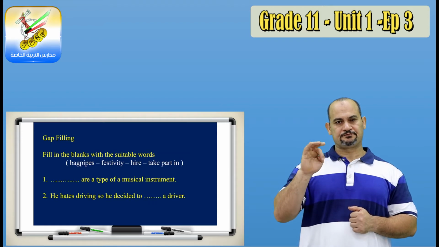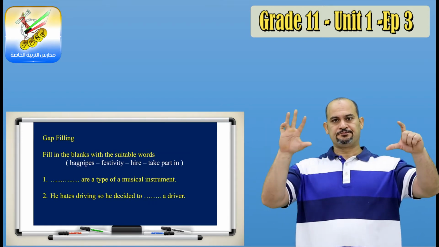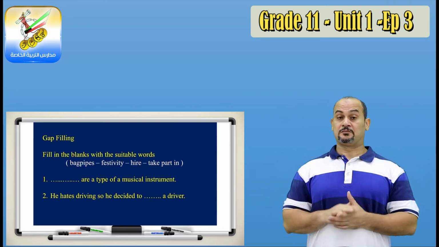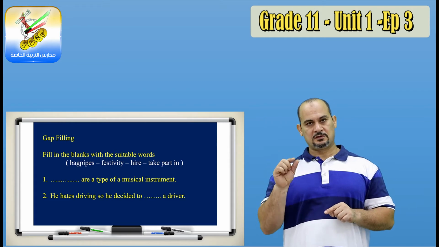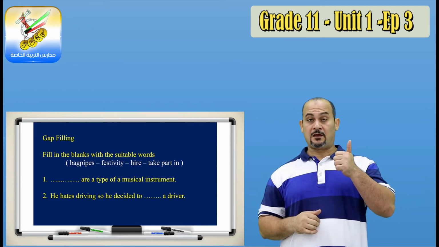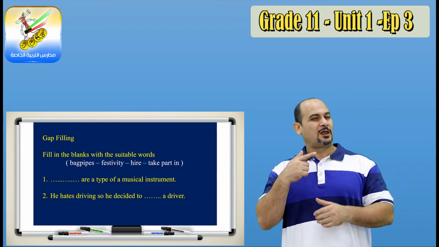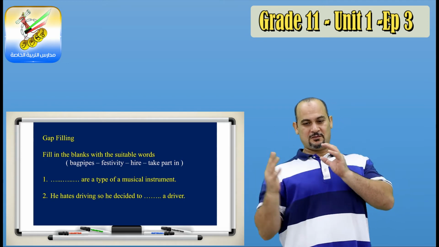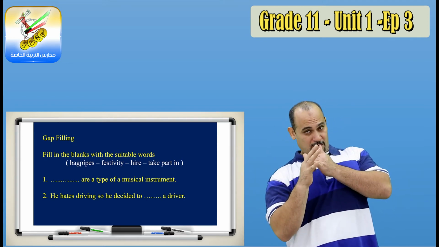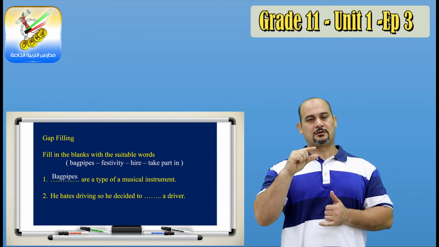This is the second type of questions. The first one was multiple choice, now we have gap filling. Fill in the blanks with the suitable words between the brackets. Now, A begins with the blank, with a space, are a type of musical instrument. So now, look at the words between brackets and choose the correct answer. The correct answer is bagpipes.